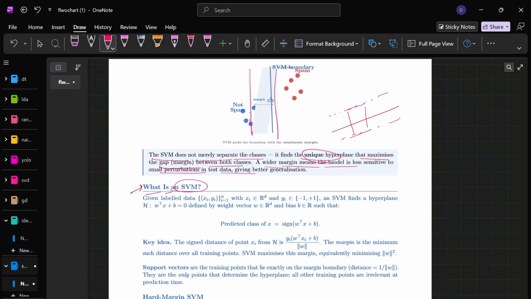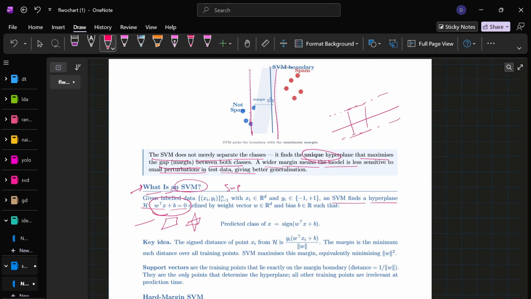So let's move forward towards what SVM is. Let's go through some information about SVM. SVM stands for support vector machine. It is basically a supervised learning algorithm which is mainly used in classification and sometimes regression. What SVM does is it finds a hyperplane that separates the data into classes. In 2D, the hyperplane is a line. In 3D, it becomes a plane, and in higher dimensions, you can call it a normal hyperplane.